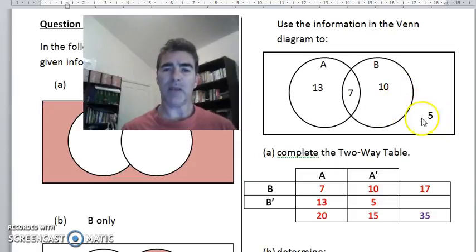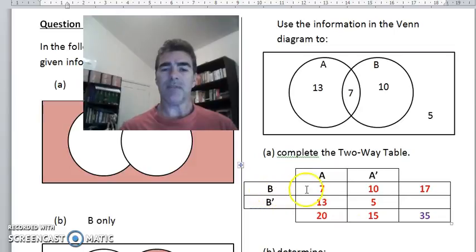So if we put that information into a two-way table, we want all the elements in A in this column. So if we go here, we want the ones that are in A and also B, which is this common part here. So there's 7 of those. If we want the ones that are in A but not B, remember that means not B. So the ones that are in A and not B, there's 13 of those. So altogether we have 20 that are in A.